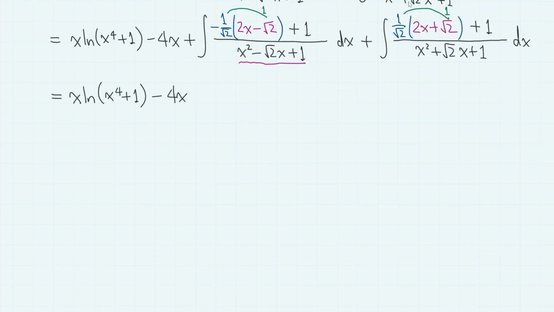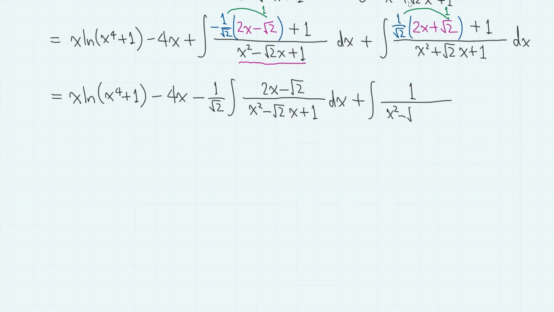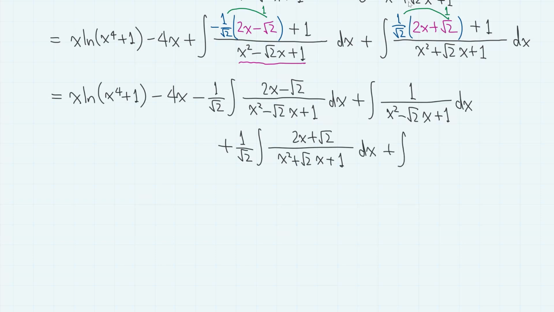Therefore, the first integral can be split into minus 1 over square root of 2 times the integral of 2x minus square root of 2 divided by x squared minus square root of 2x plus 1, then plus the integral of 1 over x squared minus square root of 2x plus 1. And the second integral is split into 1 over square root of 2 times the integral of 2x plus square root of 2 divided by x squared plus square root of 2x plus 1, plus the integral of 1 over x squared plus square root of 2x plus 1.